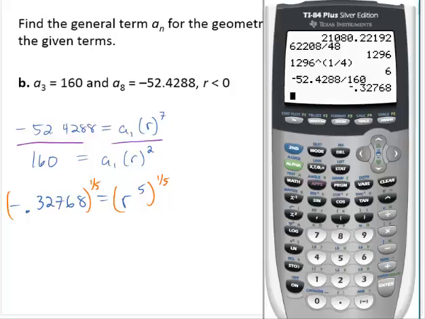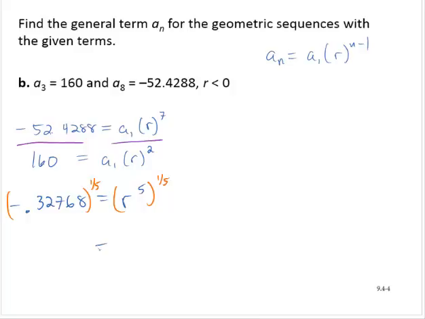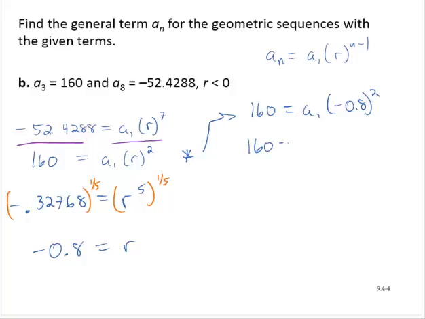Alright, so let me take that answer, negative 0.32768, and raise that to the 1/5 power, negative 0.8. So r is equal to negative 0.8. Alright, take one of those original equations. I'll take that one, and now solve for a sub 1, using the fact that r is negative 0.8. 160 is equal to a sub 1 by negative 0.8 squared. So 160 is equal to a sub 1.